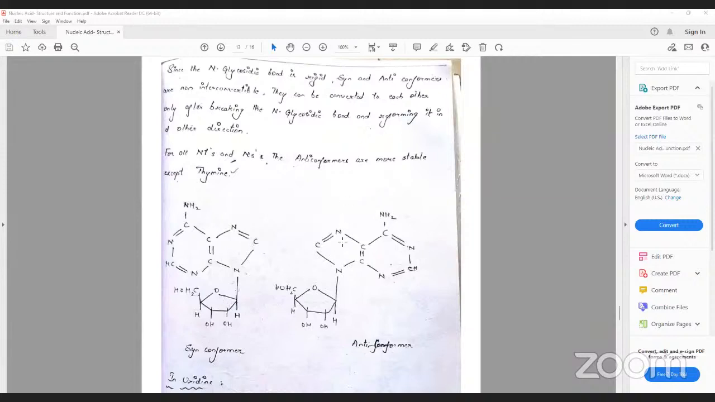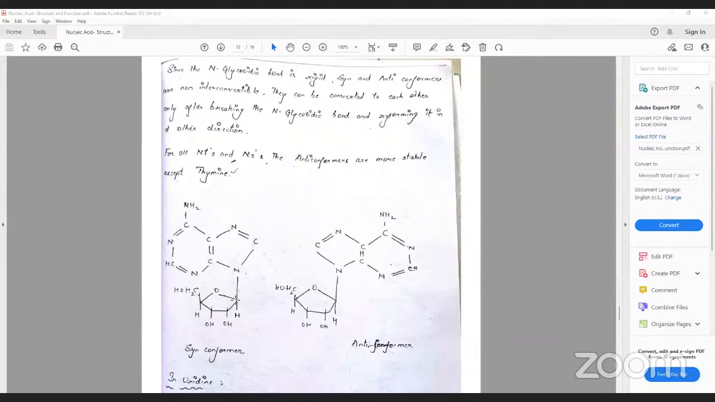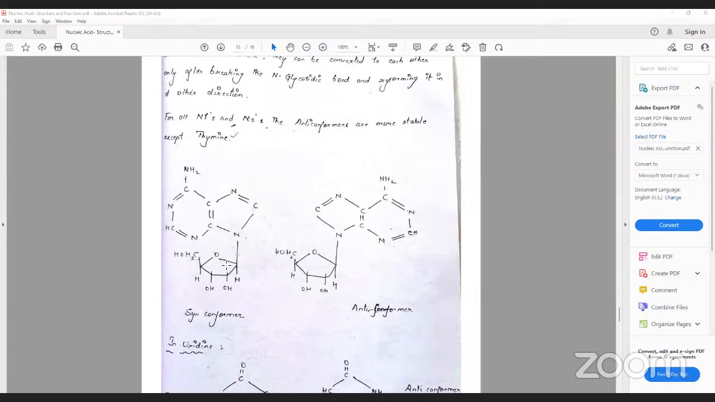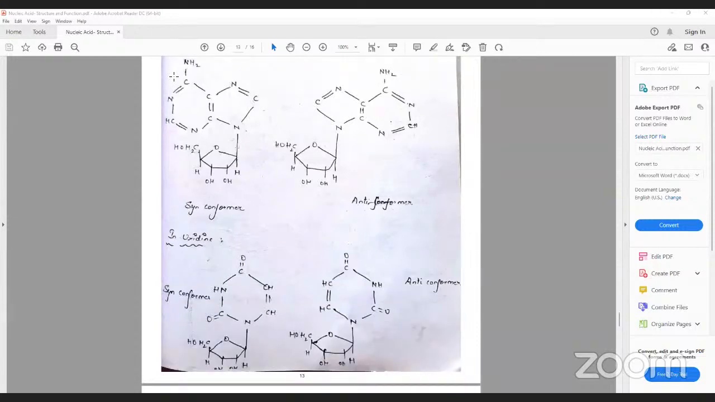But in the anti-conformer, if you see the pyrimidine ring here and the furanose ring, they are slightly far away, on the opposite sides of each other. So this prevents any kind of steric hindrance. But converting syn to anti is not just rotation of the bond, it requires bond cleavage. That is why these are called syn and anti configurations, because just by rotating the ring it does not convert from syn to anti or anti to syn. For example, this is a purine.